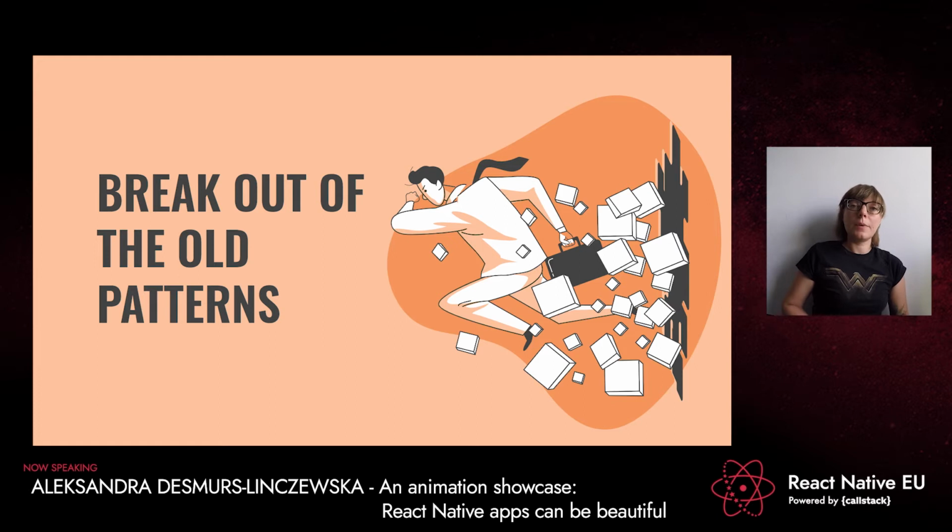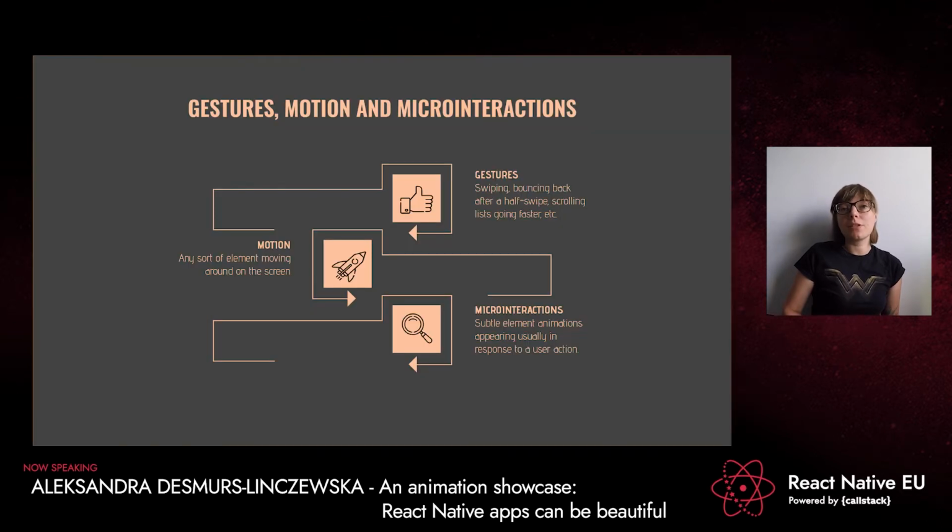As far as animations in a React Native app are concerned, I believe we can distinguish 3 contexts: gestures, motions, and micro interactions. Gestures are pretty self-explanatory. That's everything that happens when the user swipes or half swipes and the content bounces back. Maybe they're scrolling faster, panning, or pinching the content.